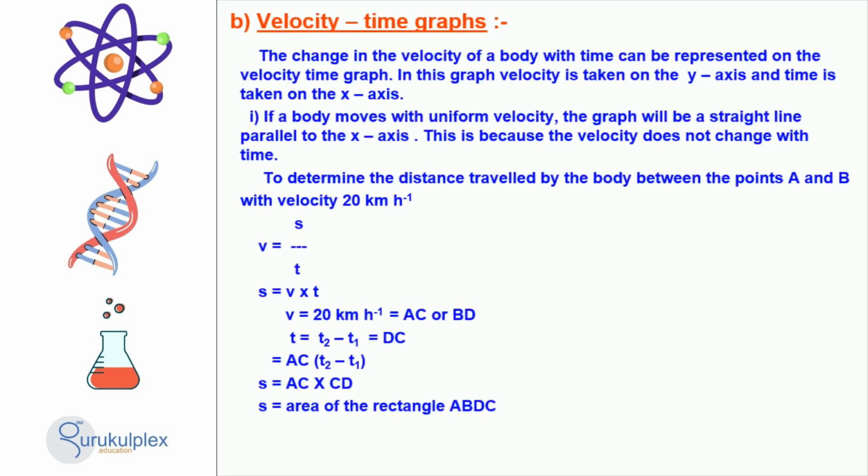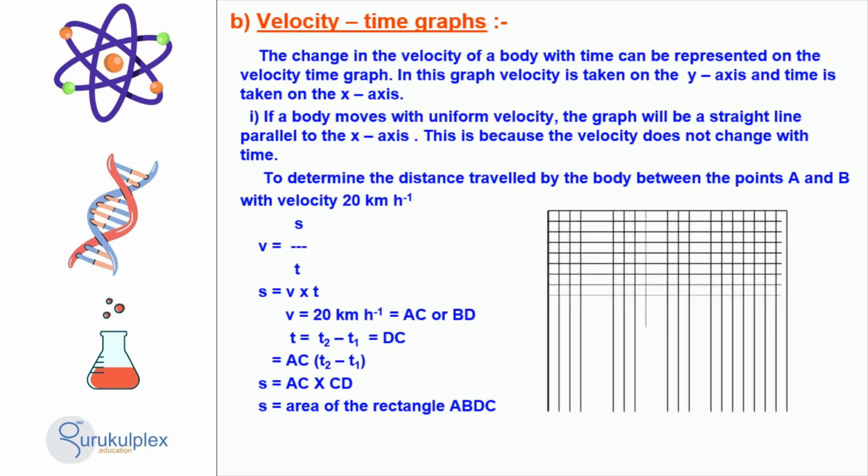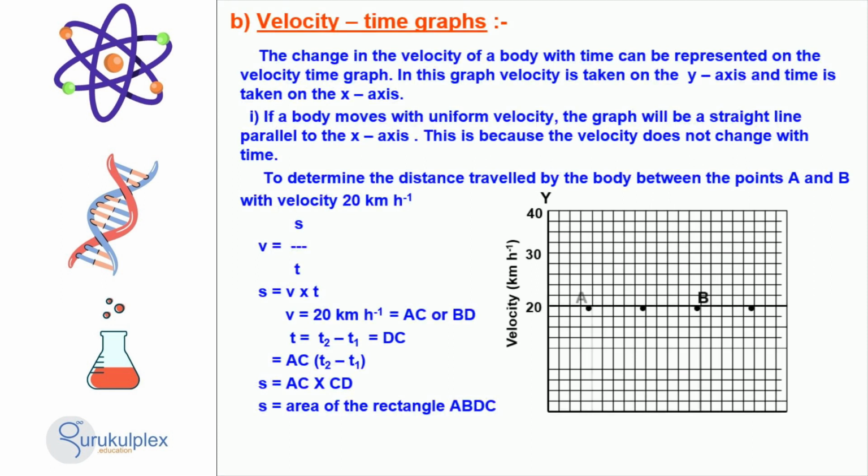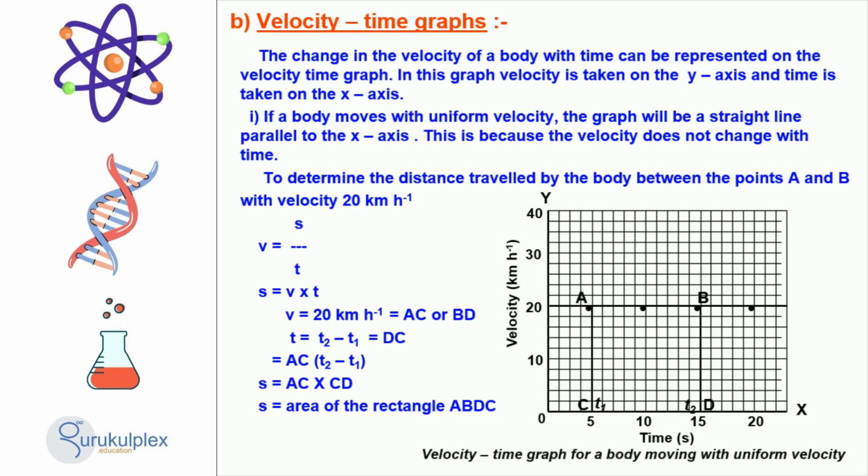Velocity-time graphs are a useful tool in representing changes in velocity of a body over time, providing a visual representation of its motion. On such graphs, velocity is plotted on the y-axis and time is plotted on the x-axis. If the velocity of the body remains constant, the graph will be a straight line parallel to the x-axis.